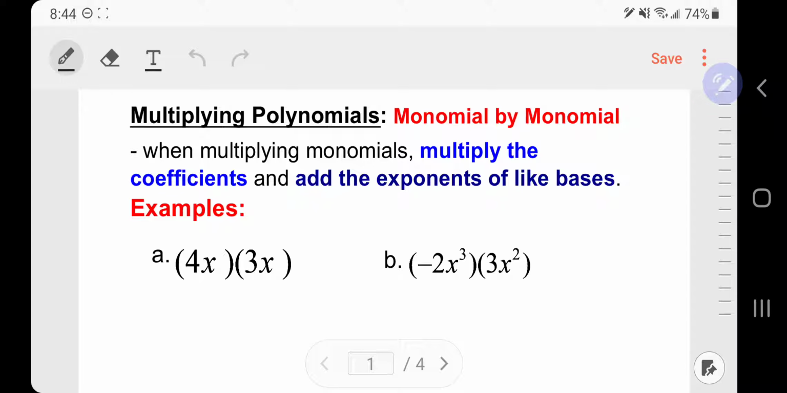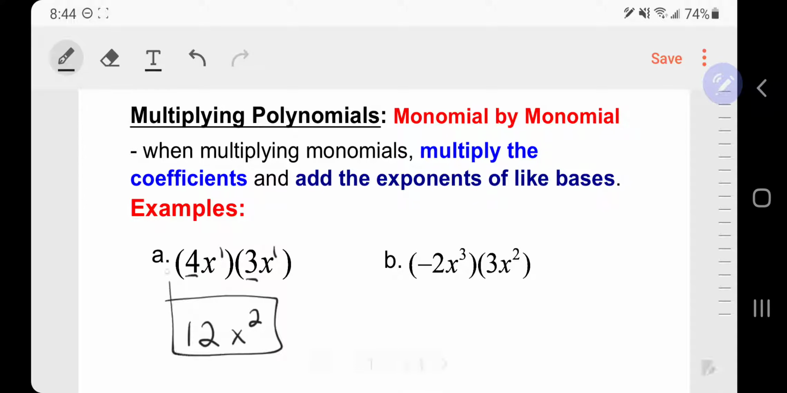In the first one, we're multiplying 4x times 3x. So again, you're multiplying the coefficients 4 times 3, which gives me 12. And then I am adding the exponents. We don't see exponents here, so we assume that they are 1. So it's x to the first plus x to the first, which means it's going to be x squared. Okay, so 4x times 3x is 12x squared.